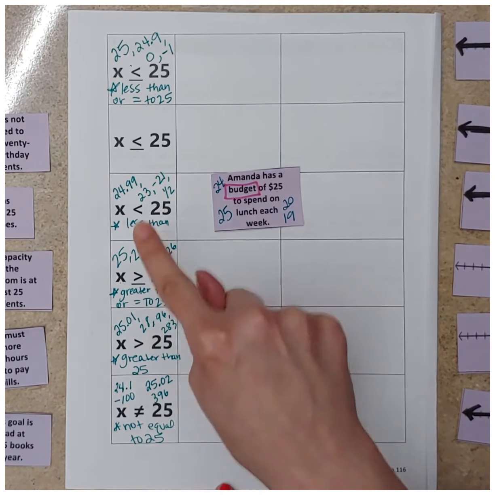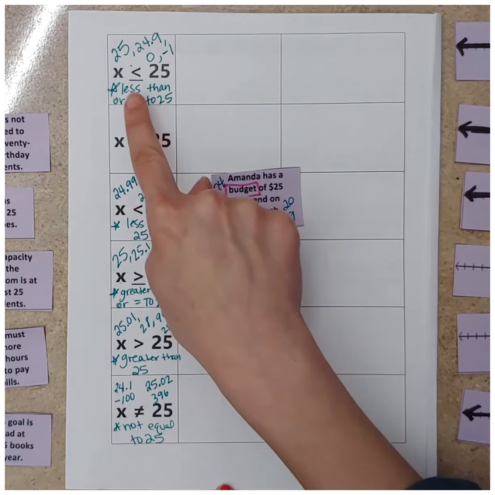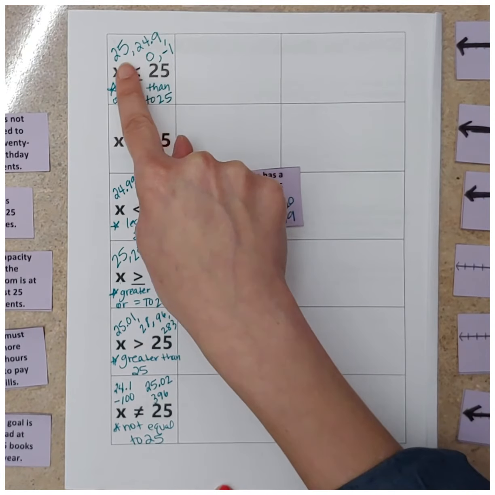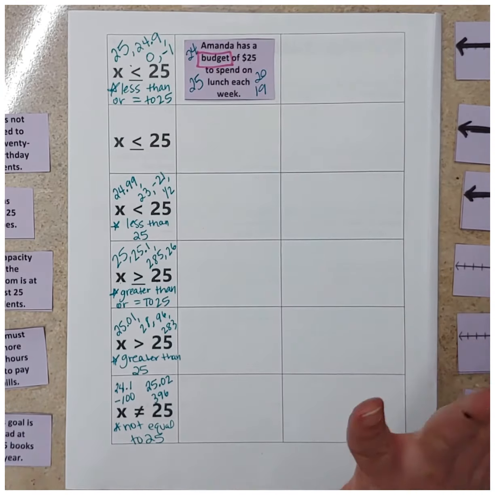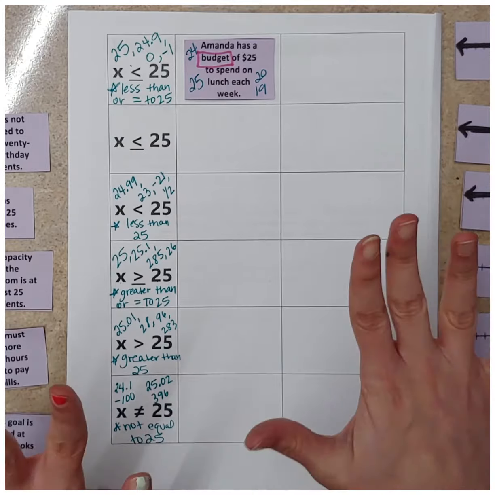Okay, so let's see if we can find any that match up to this, where I can spend exactly $25. So I know I'm going to look for an or equals to symbol, and I can spend less. So x is less than or equal to 25, and here we go, we have some examples, exactly 25 and smaller. So I'm going to match that up. I'm not going to glue or tape anything down, so don't worry about that yet.